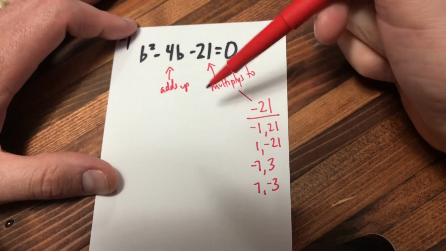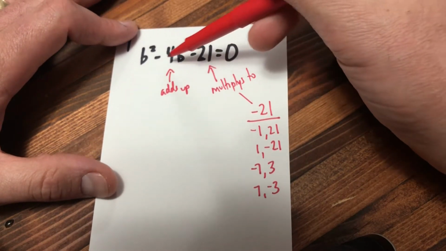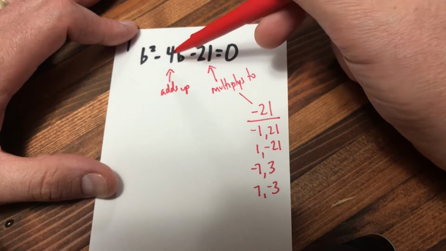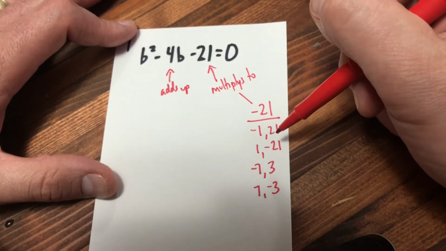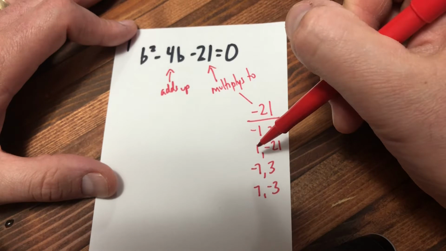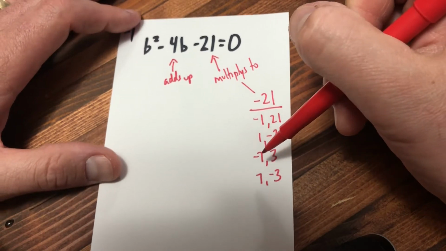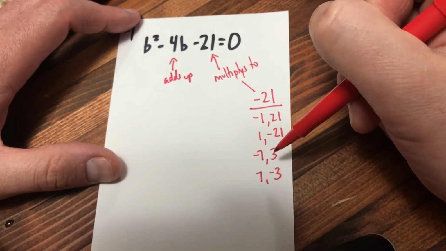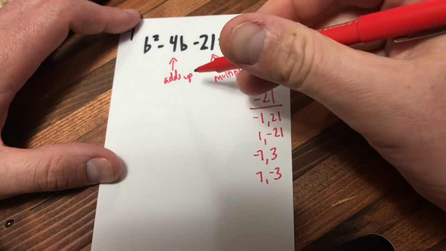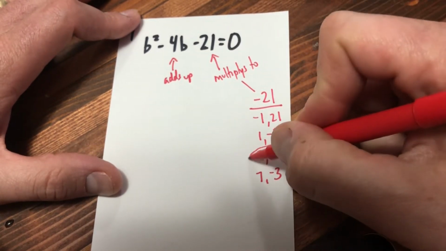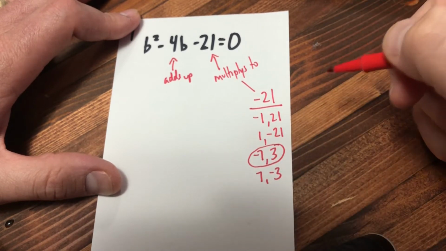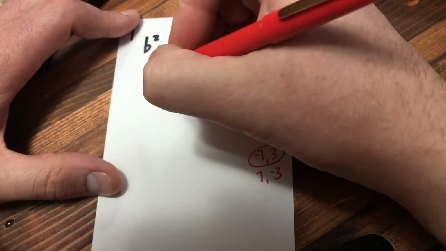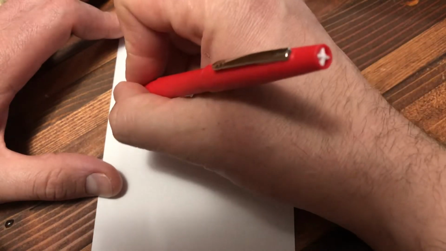So let's see which of these might add up to negative 4. Don't forget about that little negative right there. Negative 1 and 21, absolutely not. Same with 1 and negative 21. How about negative 7 plus 3? Yeah, absolutely. Negative 7 and then we add 3 gets us to negative 4. So right now, we know that this is what we're going to use.